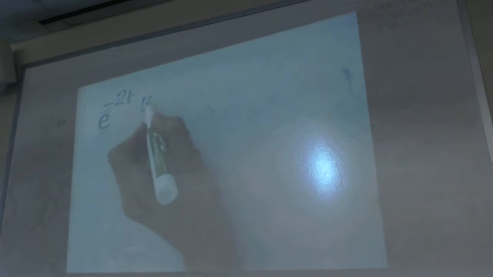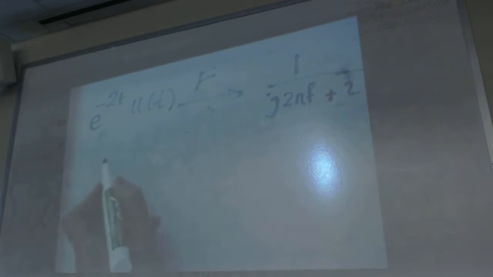So we saw that if you have e to the power of minus t, u of t, what's the Fourier transform of this? It is 1 over j 2 pi f plus 2, I guess, right? This one is G bar. And then I have delta of t, and I know the Fourier transform is 1.